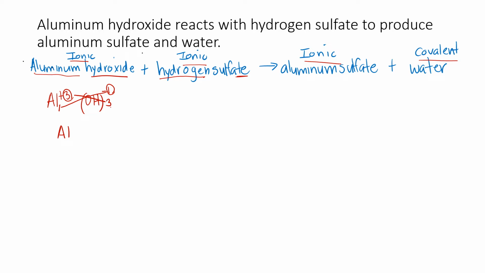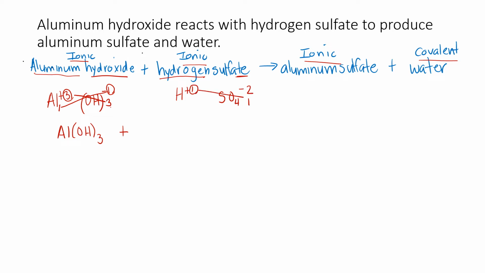If you remember from the lessons last semester, you have to put them in parentheses. And so you're going to put parentheses OH parentheses 3. So for the next one, it says hydrogen sulfate. I'm going to look up hydrogen. It's a +1 charge. And then I look up sulfate, which is capital S, capital O, subscript 4, and a -2 charge. So I'm going to take the number values, crisscross them.